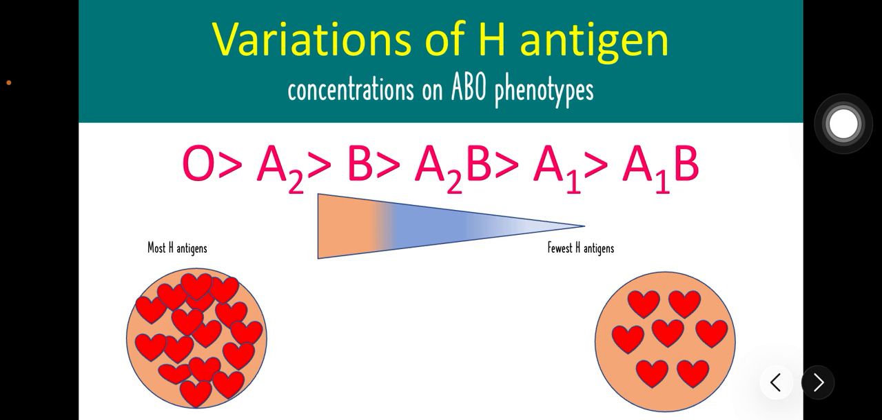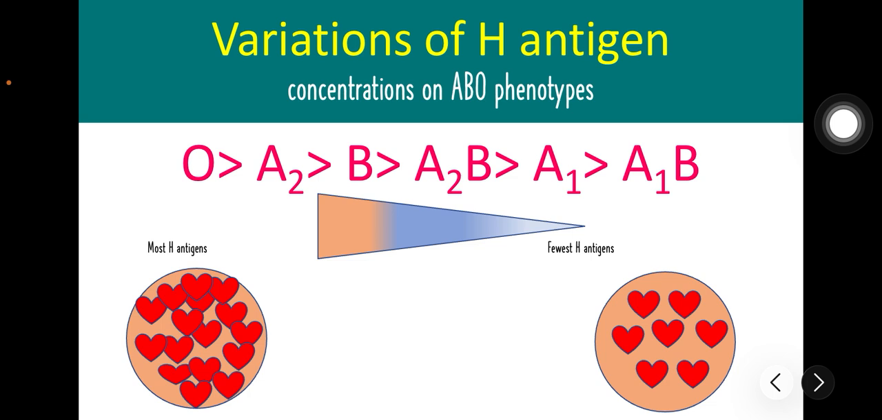Because these enzymes vary in their efficiency, the amount of unconverted H antigens left on the red blood cell surface differs significantly between phenotypes. So based on the efficiency of these biological builders, the blood types are ranked from the most H antigen to the least H antigen as follows. Group O has the most H antigens because individuals with group O possess non-functional O genes that do not produce an active enzyme. As a result, the H foundation remains completely unmodified, leaving group O cells with the highest concentration of H antigen.